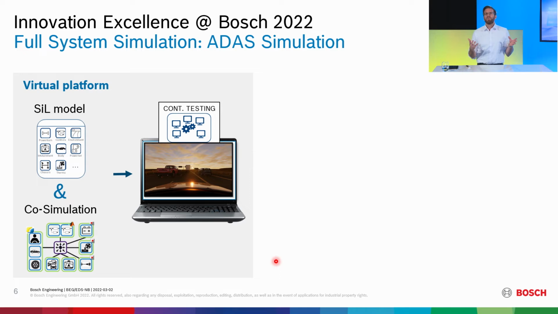So let me take you now to our second example, a full system simulation, ADAS simulation. If you want to do this ADAS kind of simulation, you need to keep in mind that you need to combine models from many different domains. Meaning you need to keep in mind models of radar, of camera, video, brake, steering, and also the powertrain. And we at BEG invented a new system to put all of this into a virtual platform working cross-domain.